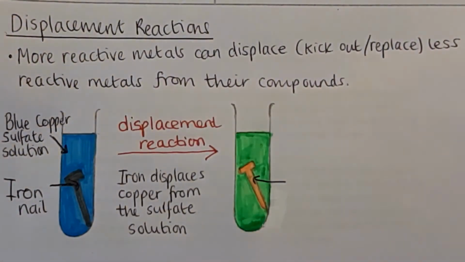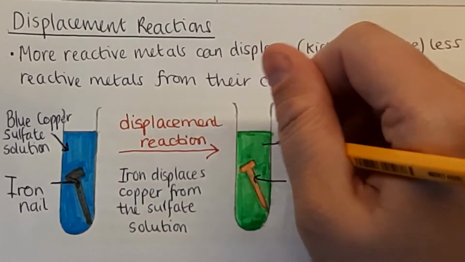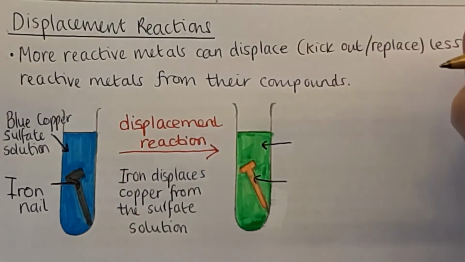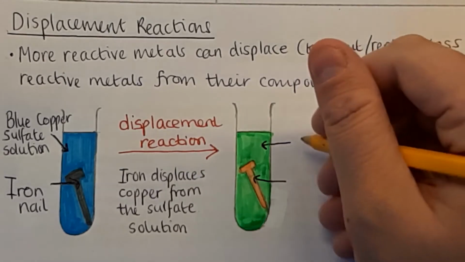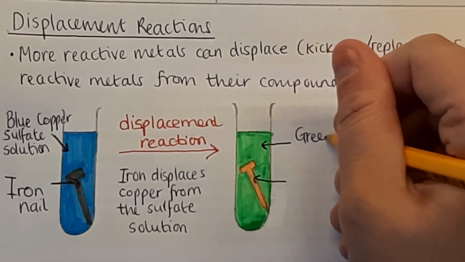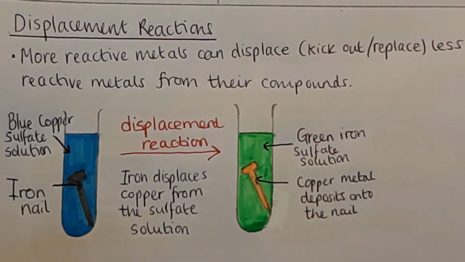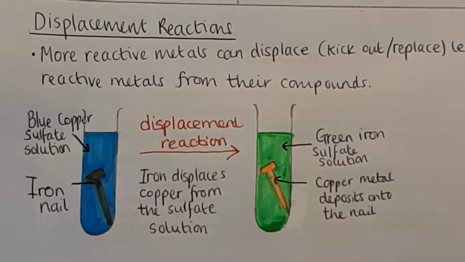And so the solution of blue copper sulfate becomes iron sulfate solution, and iron sulfate is a green solution. So now we have green iron sulfate. So here we have our full reaction. I'm going to zoom in slightly so you can see that better.